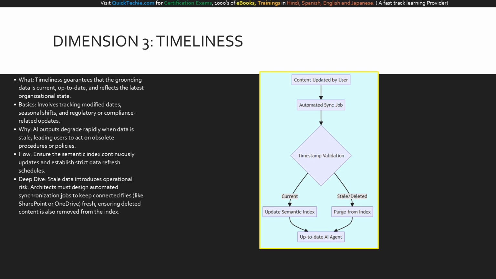How do we manage timeliness? We have to ensure that our semantic indexes are continuously updating. This involves tracking modified dates and establishing strict, automated data refresh schedules.